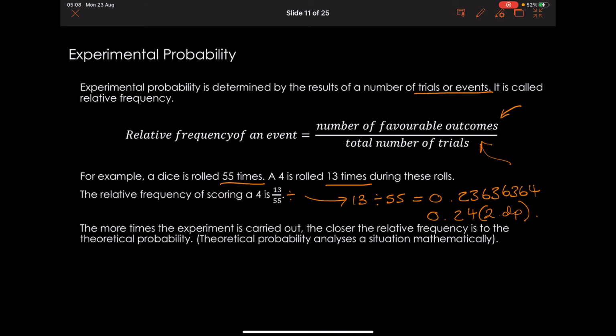The more times the experiment is carried out, the closer the relative frequency is to the theoretical probability. Theoretical probability analyses a situation mathematically. Basically what it means is that if I threw a ball to you 100 times and you caught it 74 times, that would be 74 out of 100 or a 74% chance that you will catch the ball. However, if I threw the ball to you 200 times and you caught it 80 times out of those 200, then that's 80 out of 200 or a 40% chance of you actually catching the ball. So the more times we do the experiment, the more accurate that relative frequency or that probability is.